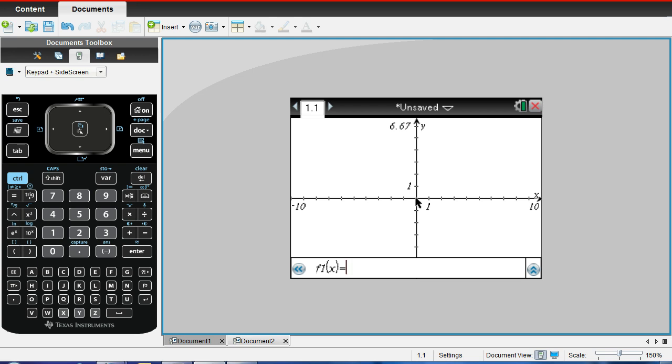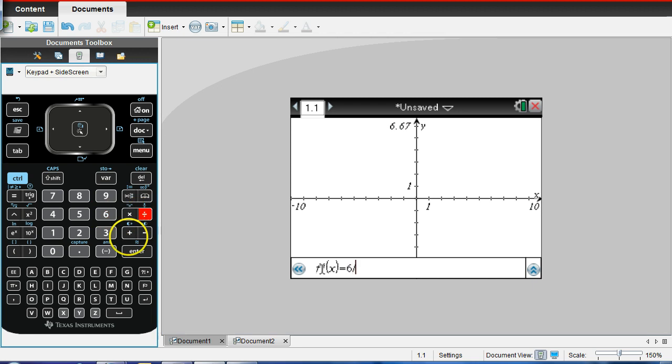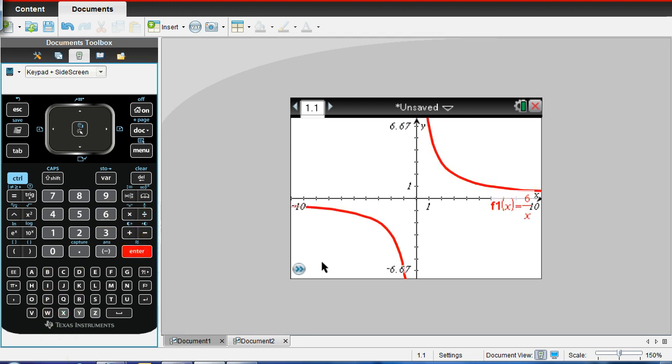The way that we do that, again, we don't change anything to the left of this equal sign. We leave that the way it is. So if we wanted to graph 6 divided by x, we just hit enter, and there we go. That's what the graph of y equals k divided by x would look like. And we have a name for that. This shape of a graph is called a hyperbola.